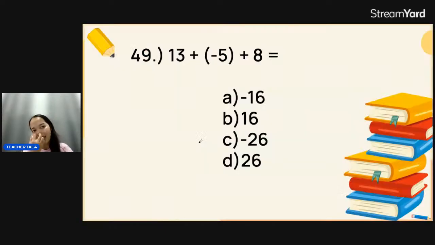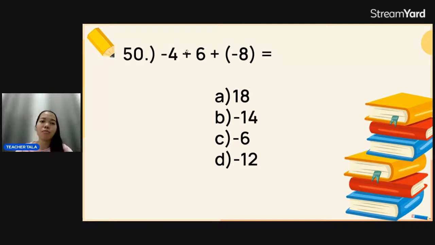Okay, next. We have 13 plus negative 5 plus 8. That is different signs. Subtract 13 minus 5. That's 8. Take the sign of the greater number. That's positive. So 8, tapos plus 8. Okay, 16.